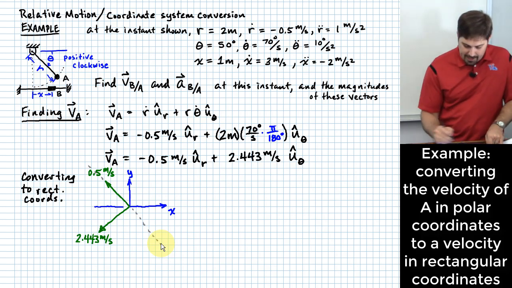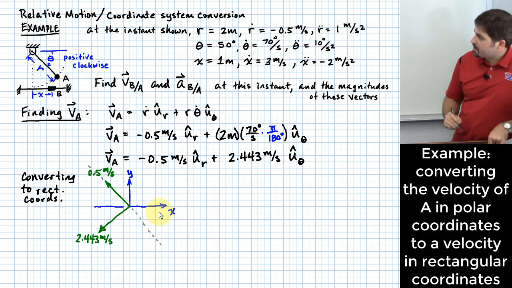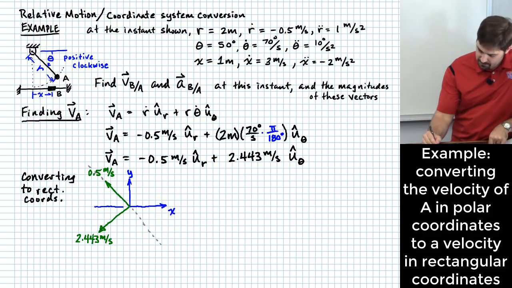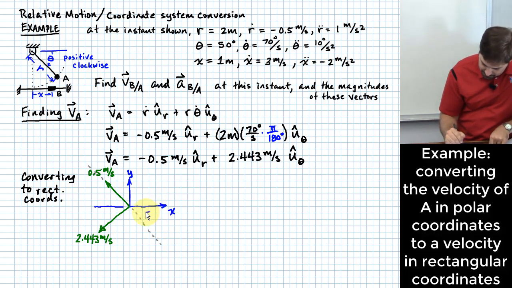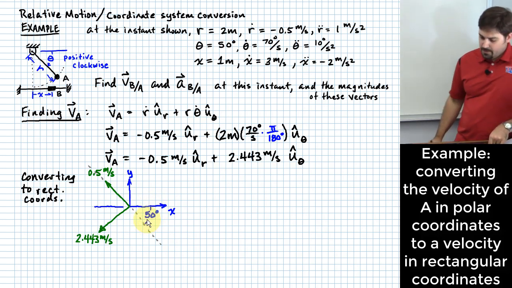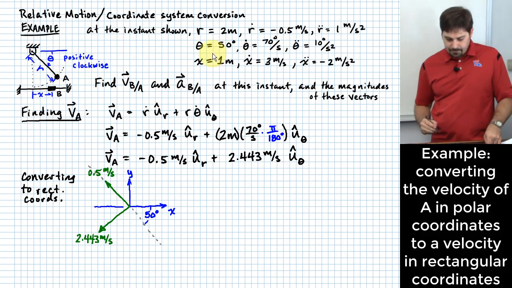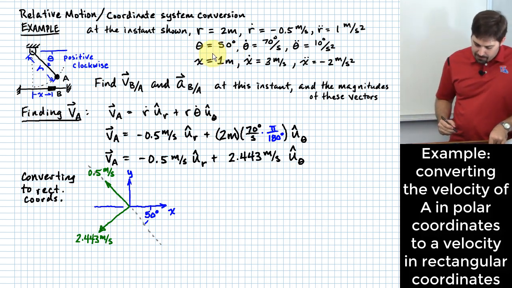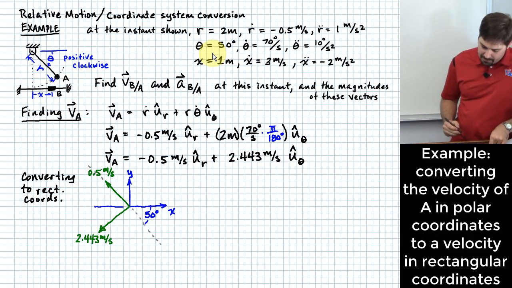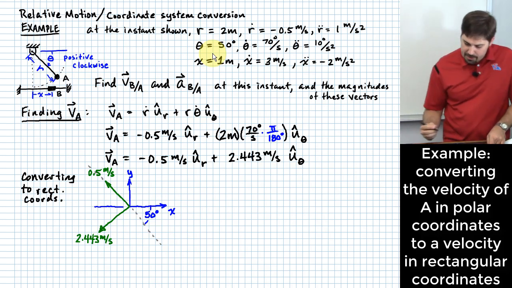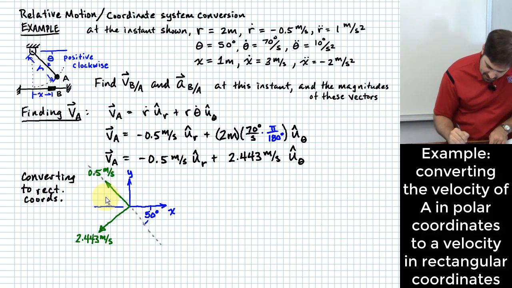Okay, and how does that line relate to positive x? Well, it is 50 degrees, based on the value theta was defined to be up here. Well, if that's 50 degrees, we can use one of our geometry tricks and say that this must also be 50 degrees.